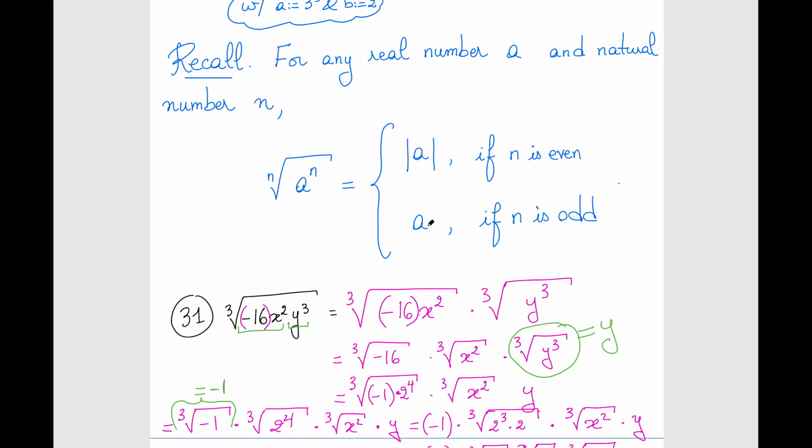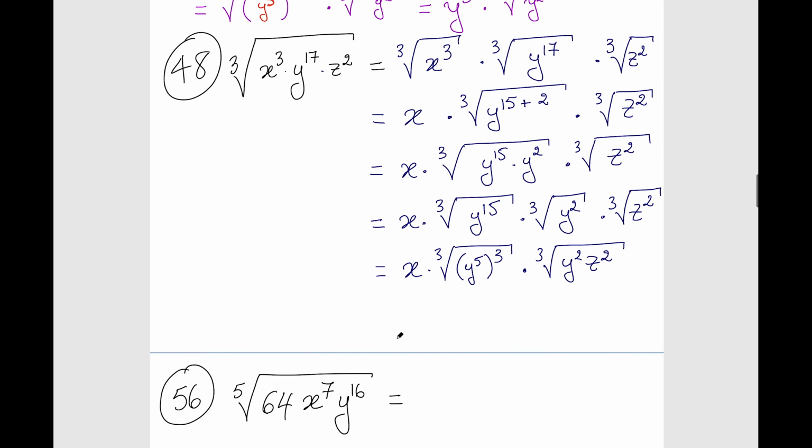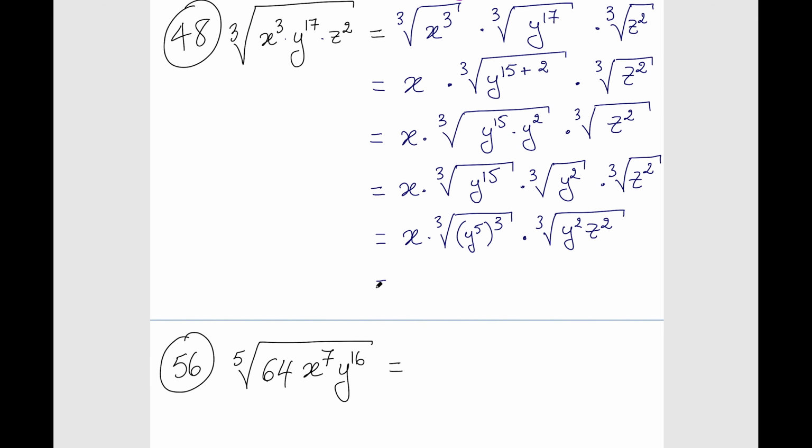So we're going to only get a, which is y to power 5 in this case. Correct? So we simplified this radical expression, and that's the simplified version. And why is it simplified? Because this radicand this time, y squared z squared, has no divisor other than 1 which is a perfect third power.